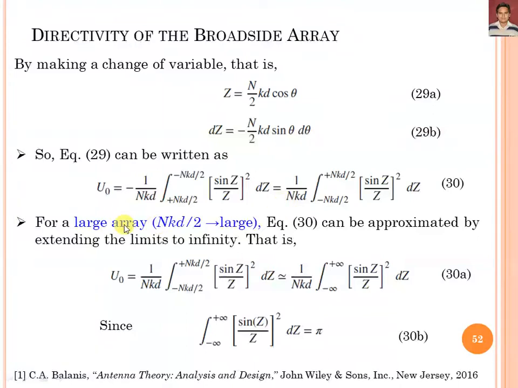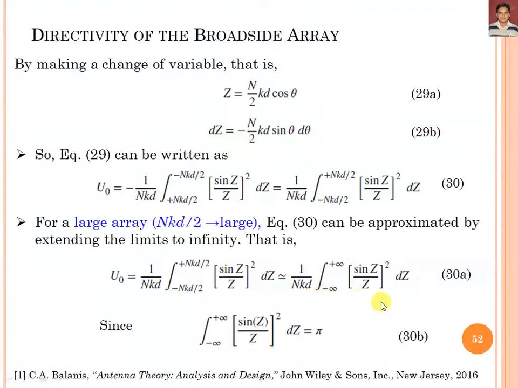For a large array, nkd by 2 is very large. In that case, equation 30 extends to the limit of infinity, as we can say it is large. In the case of large arrays, we calculate U naught equal to 1 upon nkd times the integral from minus infinity to plus infinity of (sin z upon z) whole squared dz.